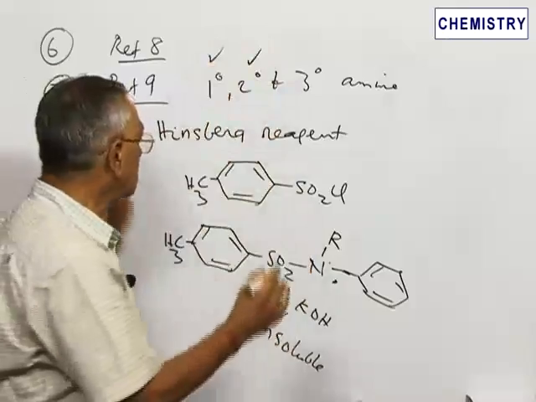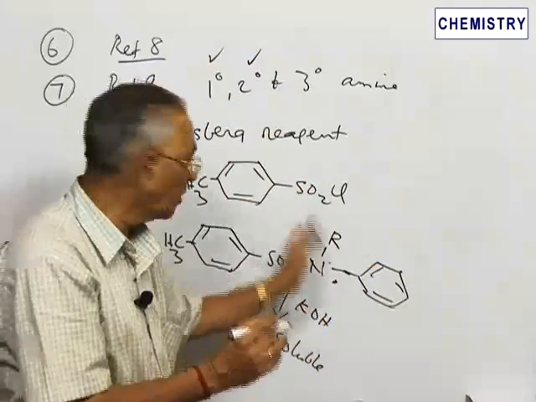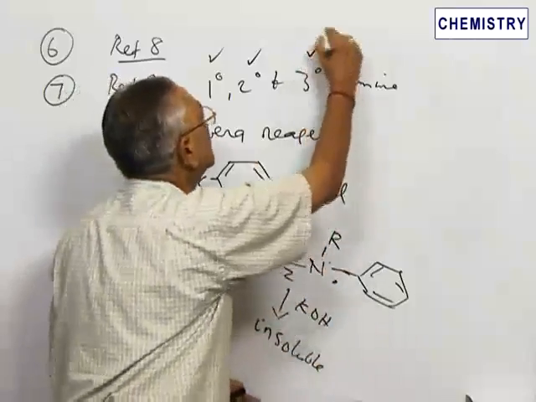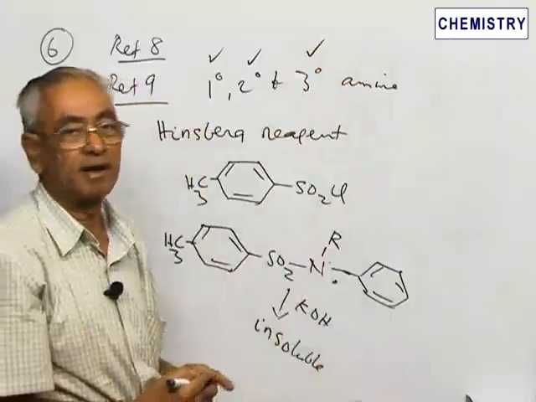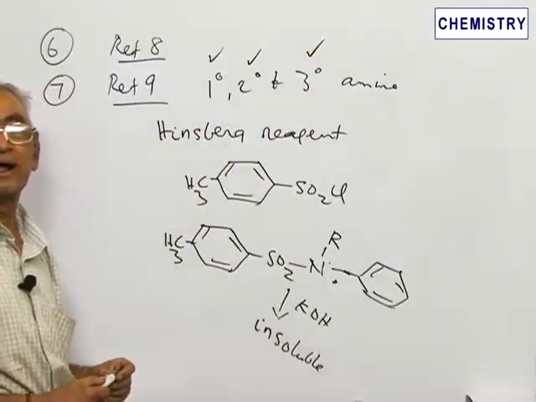A tertiary amine will not react with benzene sulfonyl chloride to give a sulfonamide, and therefore there will not be any reaction. Then in that case, it will be a tertiary amine. This is how this is used to separate primary, secondary and tertiary amines.